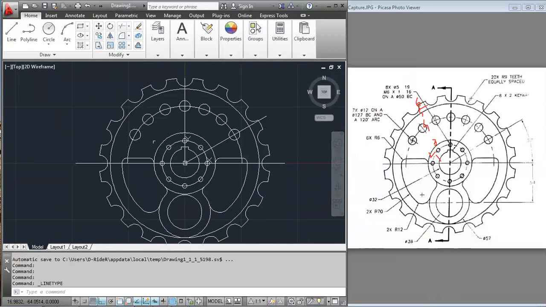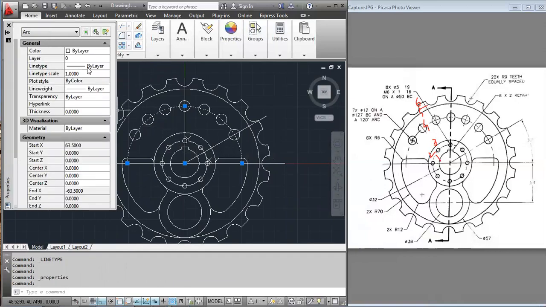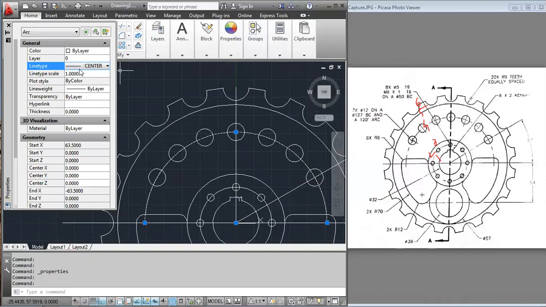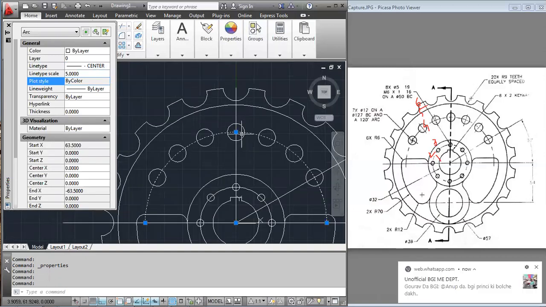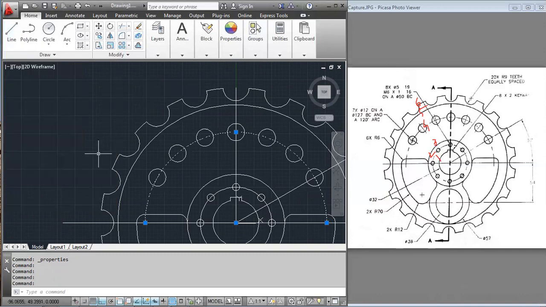All right. Now I can go to control 1. I can select this line. This line should be a center line. So go to line type, change it to center line. But you can see the center line is really small. So let's just make it bigger. Make it 5 times bigger. Even 5 times bigger is small. So make it double, 10 times bigger. Now close it, escape it.